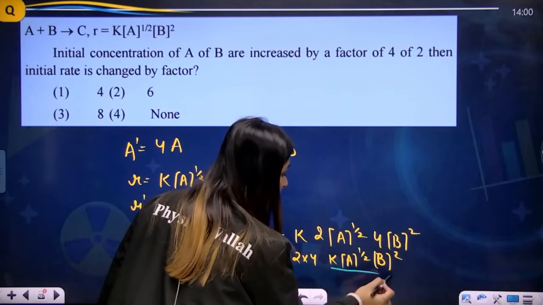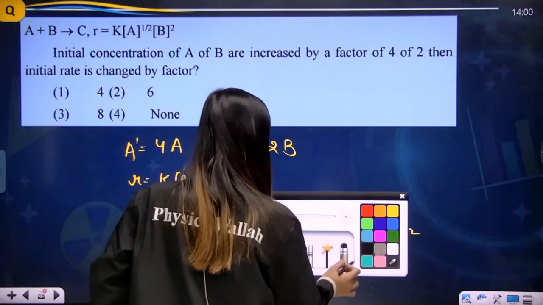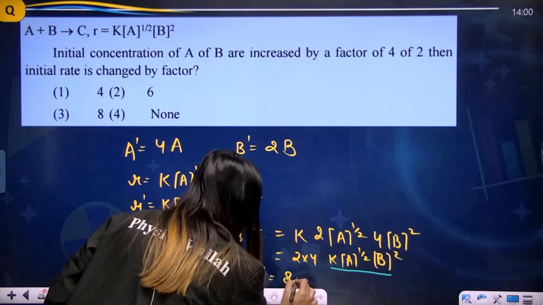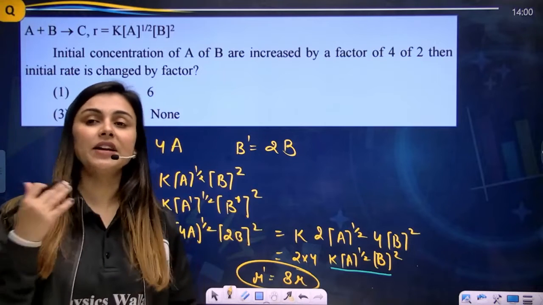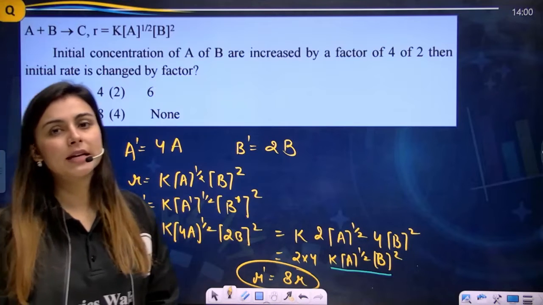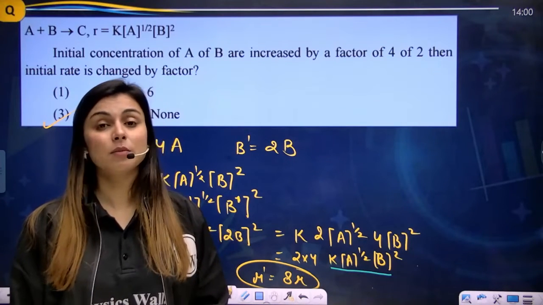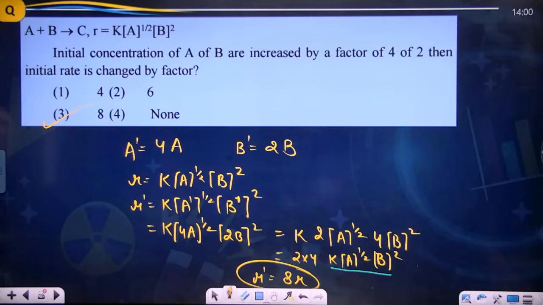Just check it out. This is equal to your initial rate R. So R dash is equal to 8 times R. So your final rate is 8 times the initial rate. So 8, that is option 3, is your correct answer. This is how you have to solve these questions. You need to be very clear about everything. Yes, perfect. I hope you got this. Please write it and then we'll move forward.